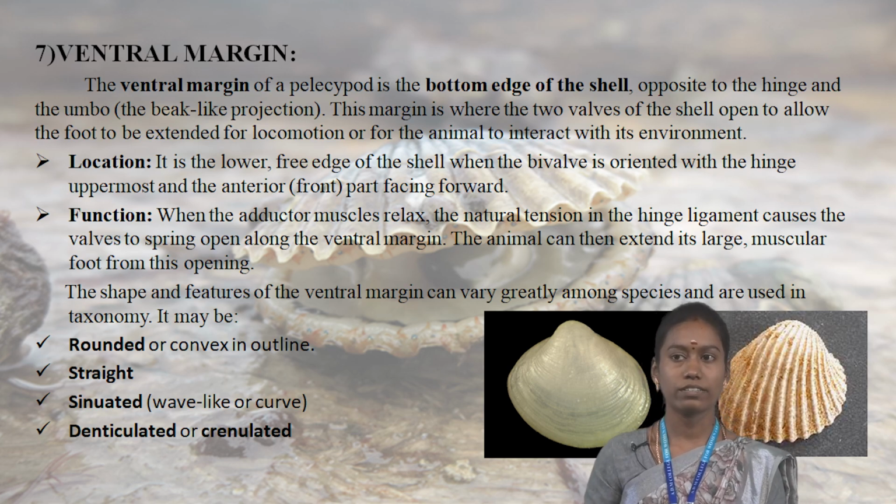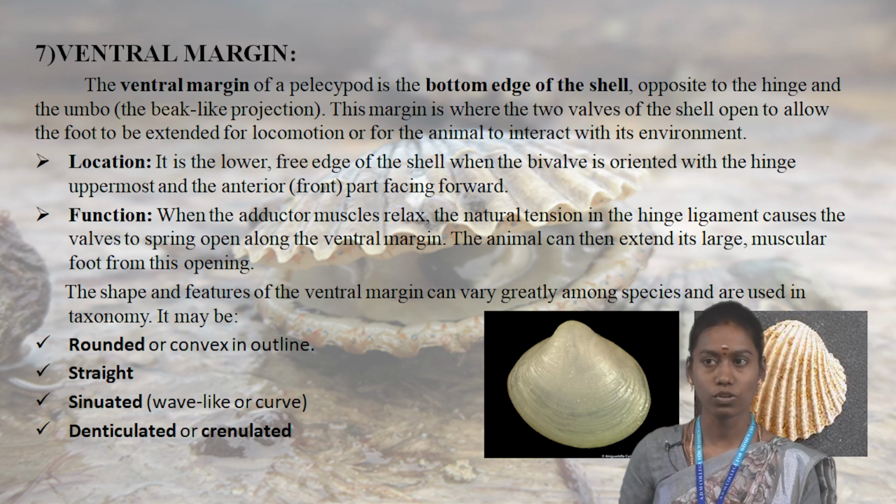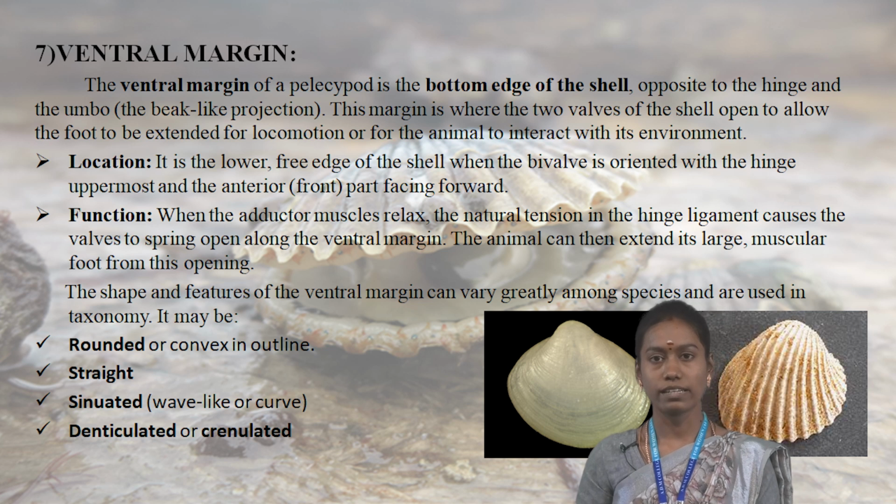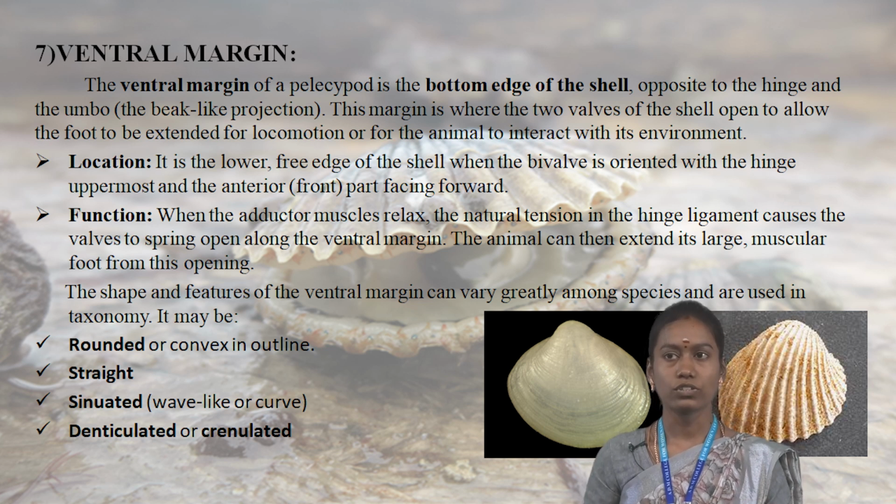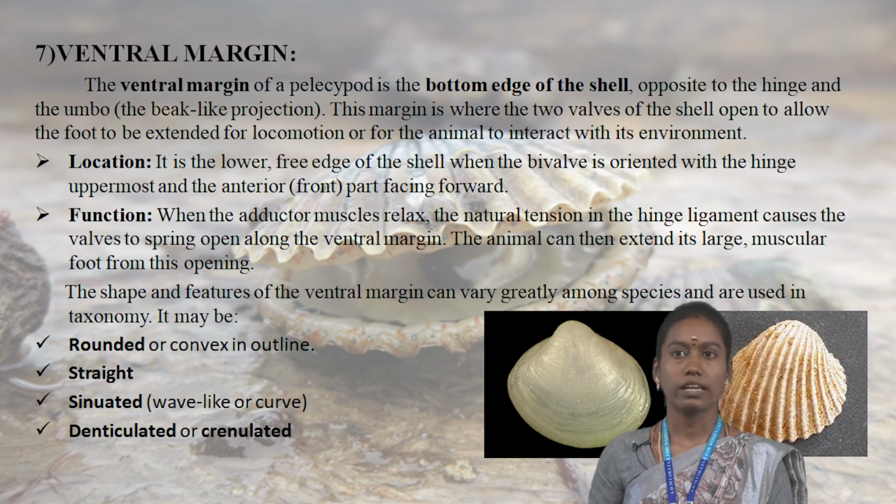How will the animal interact? It walks, and locomotion means it moves from one place to another. So the ventral margin plays a vital role in the interaction of animals with the surrounding environment. Where is the ventral margin located?